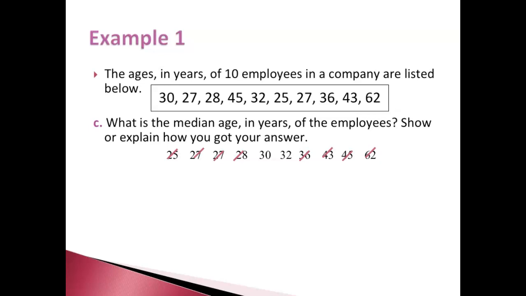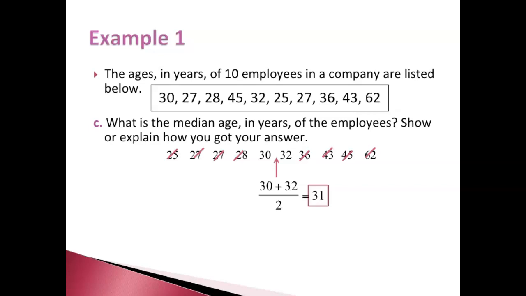That leaves me with two numbers in the middle, 30 and 32. And so now to find the median, I'm going to have to find the mean of 30 and 32. So 30 plus 32 divided by 2 is equal to 31. So the median age is 31.